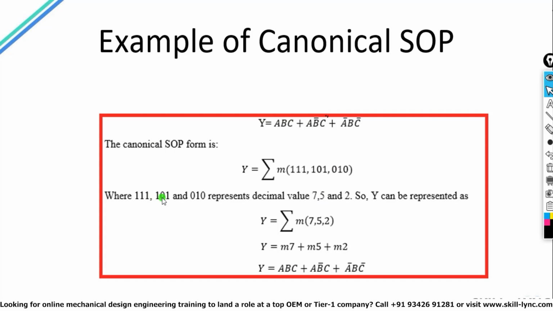So 1 1 1, 1 0 1, 0 1 0 are the decimal values 7, 5 and 2. If we say to represent it in canonical form, you will just write y equal to sigma m 2, 5, 7, or you can write y equal to m2 plus m5 plus m7. Here the symbol is small m. So this is the canonical form of the SOP. Let's take an example. F equal to AB plus A bar B plus AB bar.